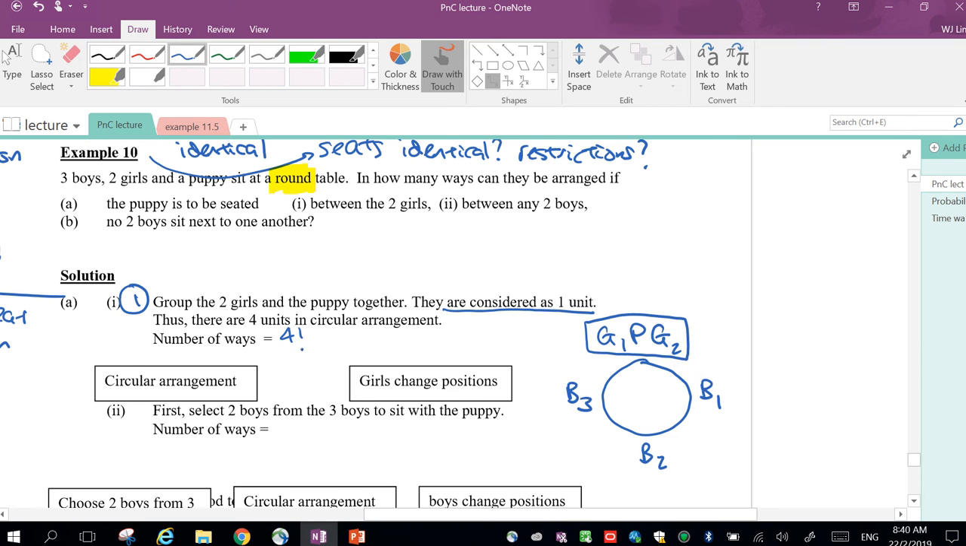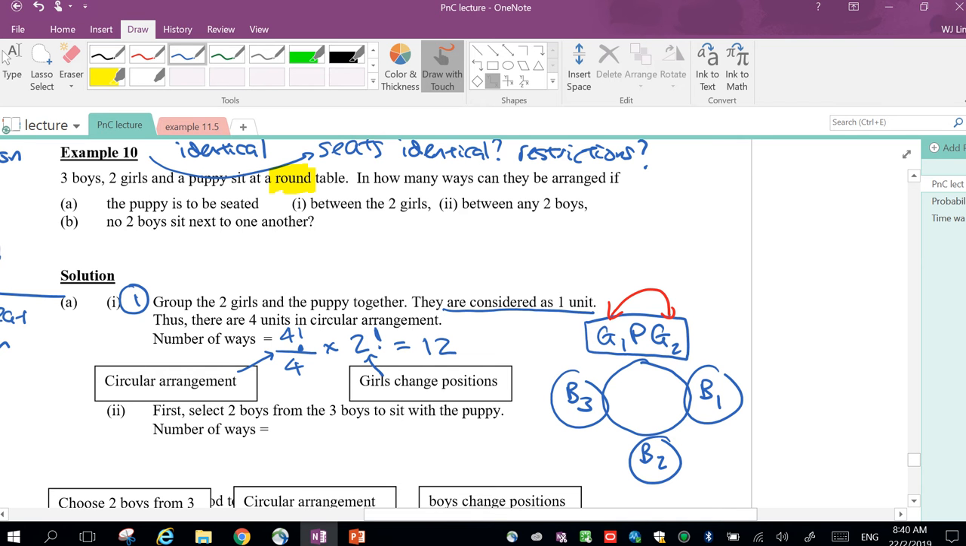You learn, it is 4 factorial over 4. Very good. You all learn very fast. Okay, 4 factorial over 4 because there are 4 units only. Circular arrangement here. Then after that, because I arranged the 4 units already, I need to change the position of the girls. Meaning the G1 and G2 have to change position. So I times 2, this one is the girls changing position. 2 factorial, sorry, 2 factorial. So 4 factorial over 4 times 2 factorial equals 12.